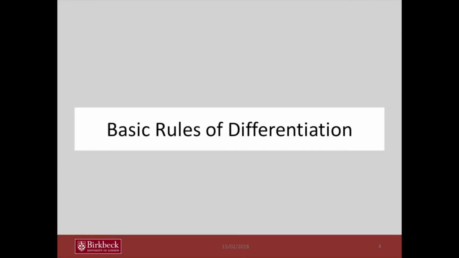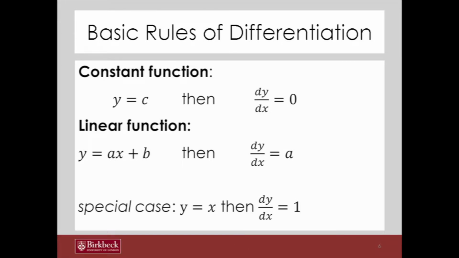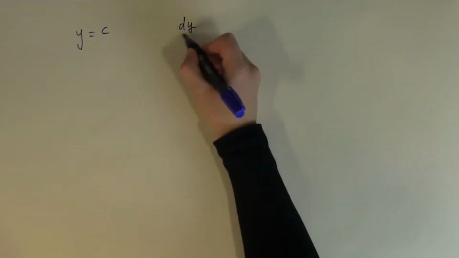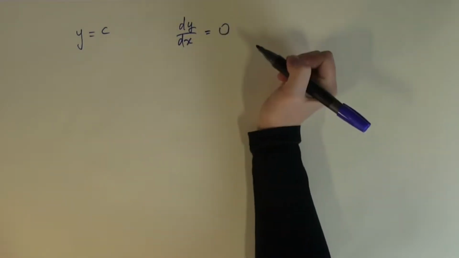So let's look at the basic rules of differentiation. If I have a constant function, which I can refer to as y equals c, c referring to constant, then the derivative of that, dy/dx, would be 0.